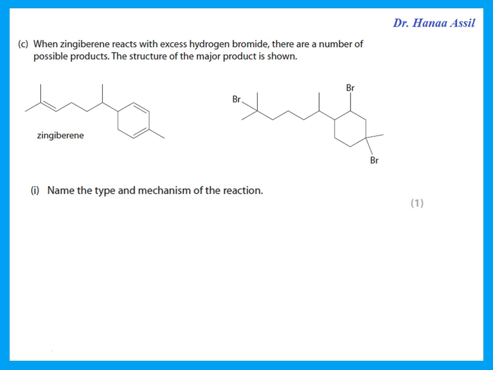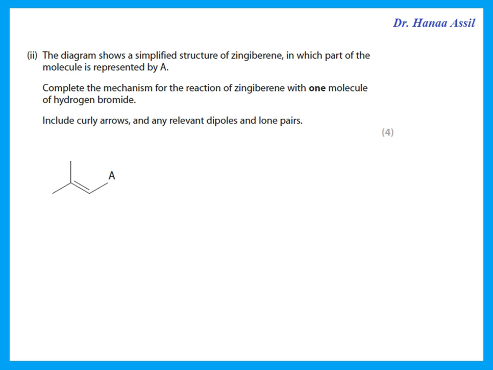So he's adding HBr to this molecule, and this molecule has double bonds. So when we add HBr to a double bond, this is electrophilic addition. Then he says the diagram shows a simplified structure of the compound. Complete the mechanism for the reaction with one molecule of hydrogen bromide.